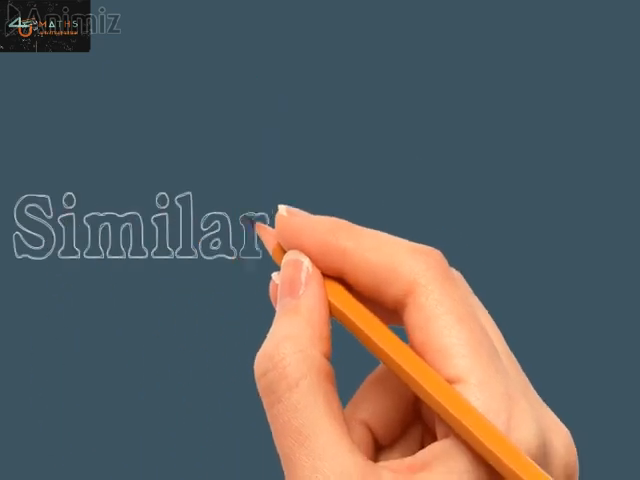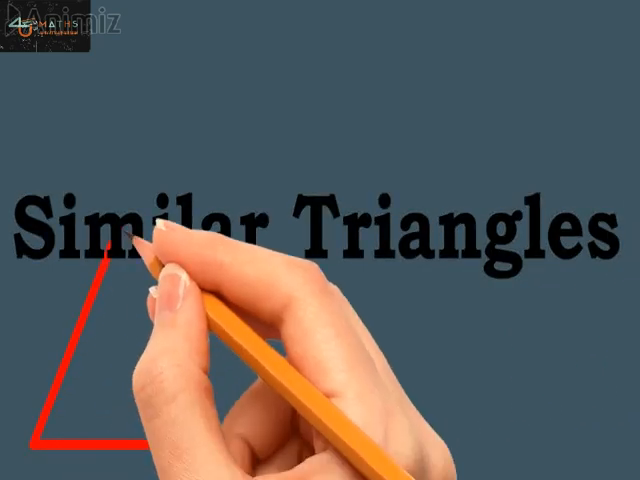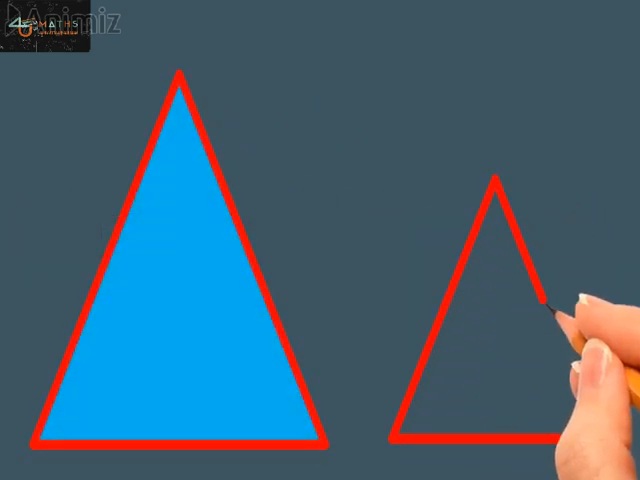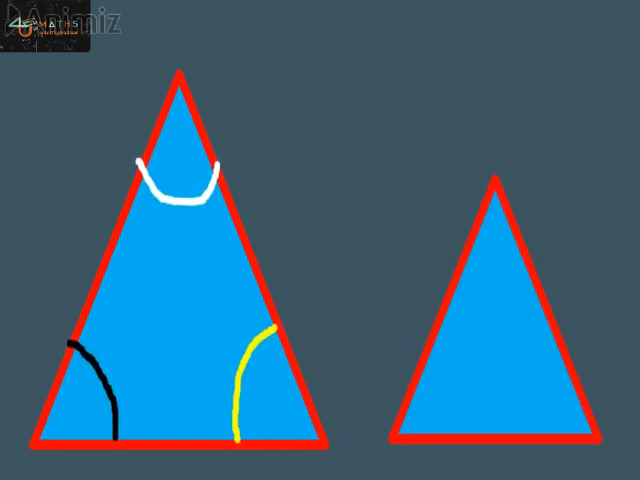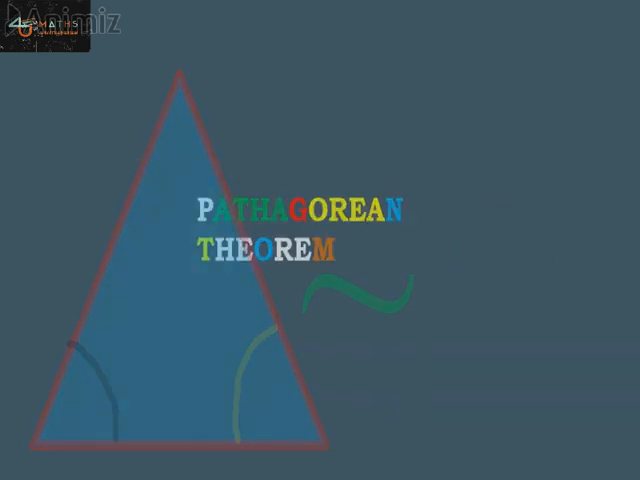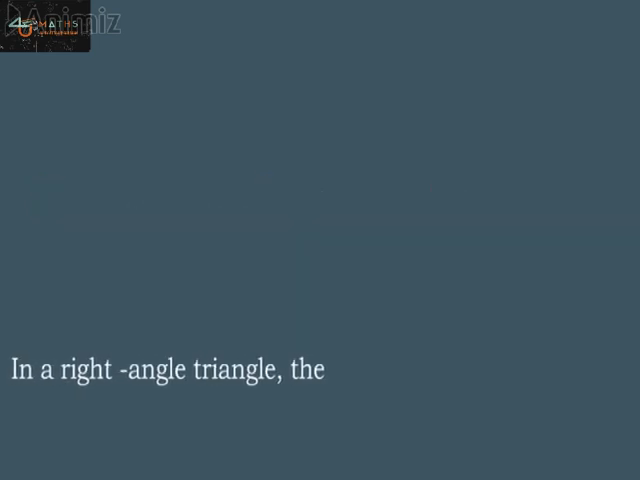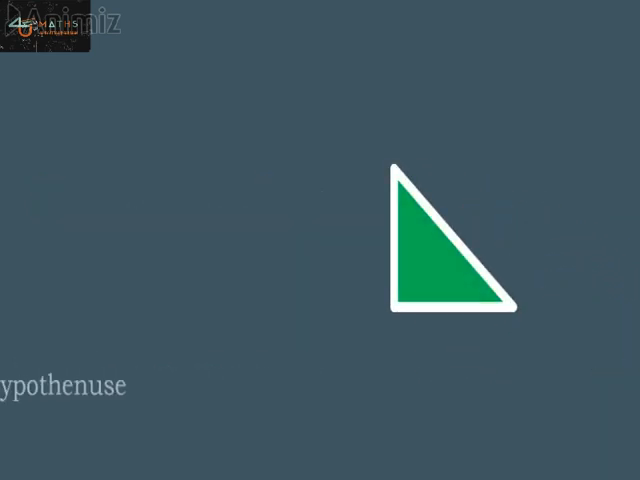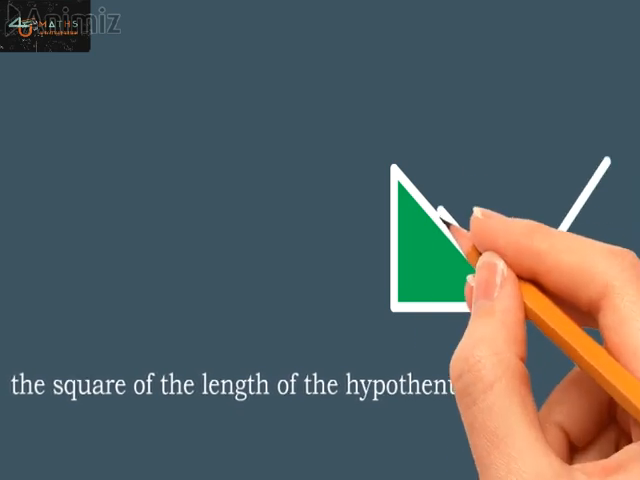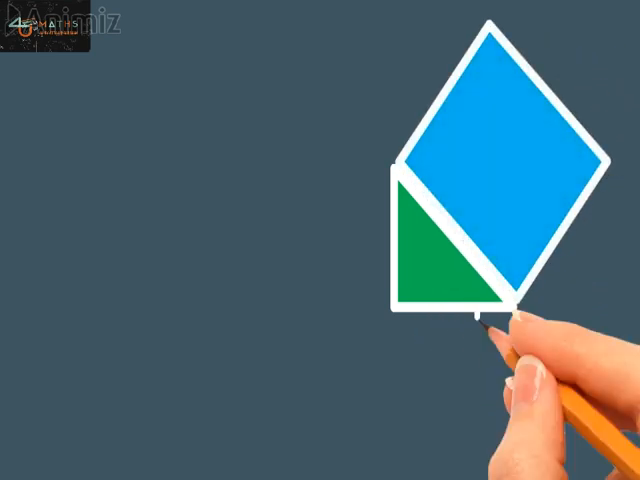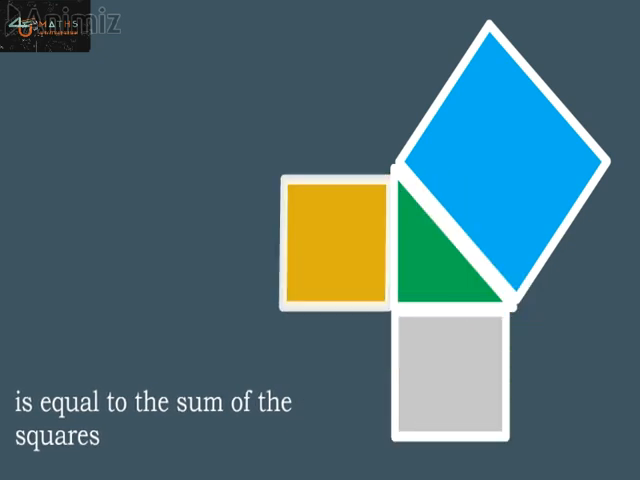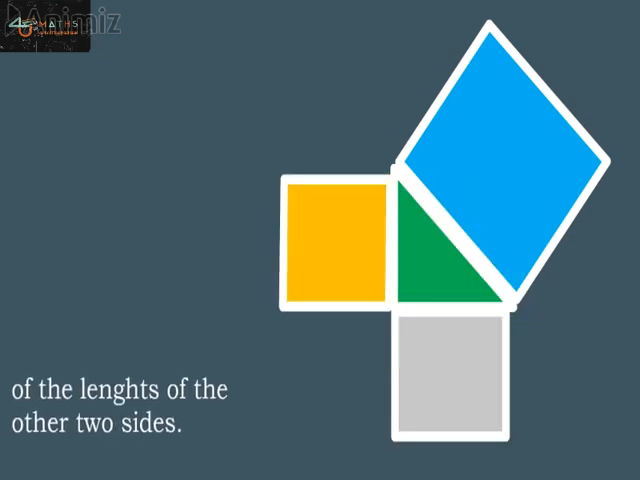Definition of similar triangles. Two triangles are said to be similar if all the angles of one triangle are congruent to all the angles of the second triangle. The Pythagoras Theorem. Now coming to the statement of the Pythagoras Theorem. In a right angled triangle, the square of the length of the hypotenuse is equal to the sum of the squares of the lengths of the other two sides.